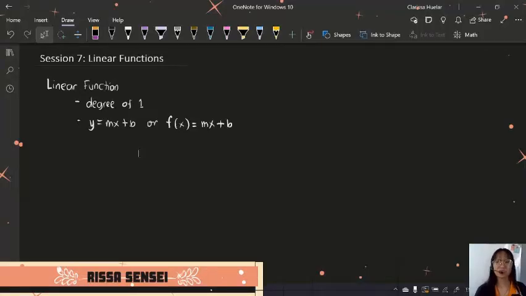Ayan. We are now in session 7. So, this is all about linear functions.